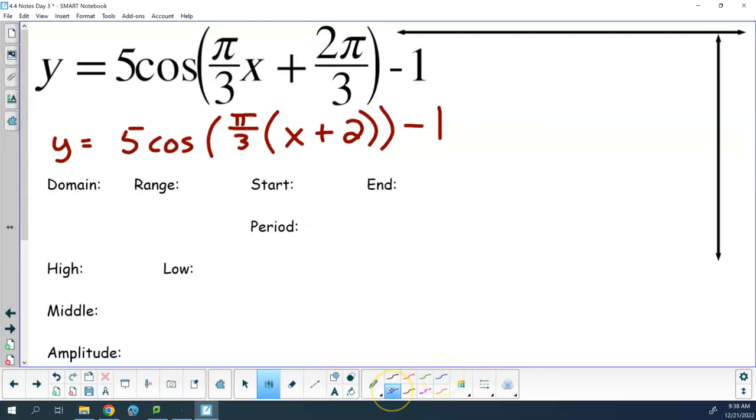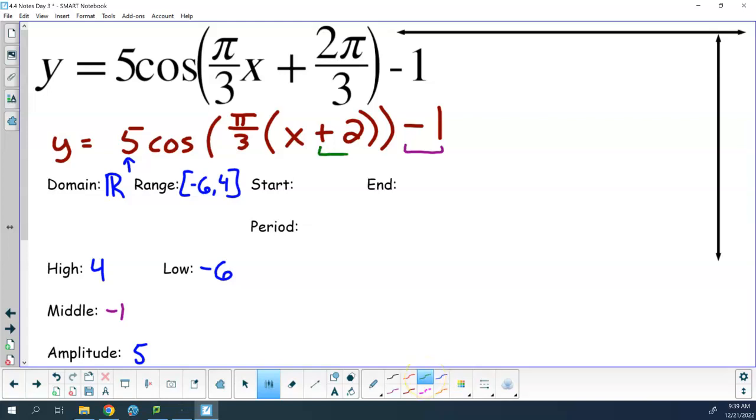So this tells me what? Middle is -1. This tells me what? Amplitude is 5. So if my middle is at -1 and my amplitude is 5, my high value, my low value, would put my range from -6 to 4, still all reals.